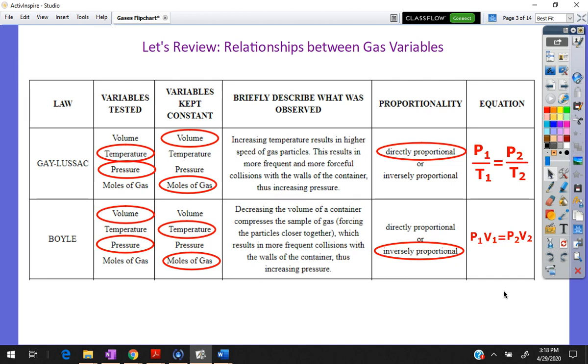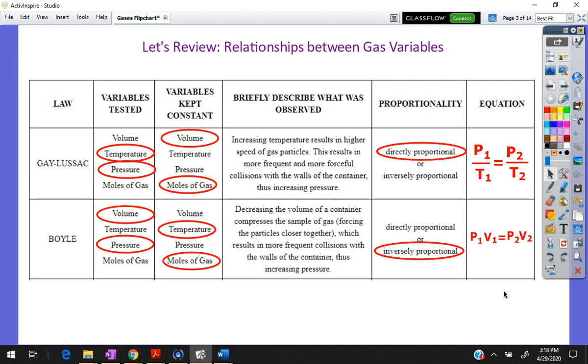We are not going to do any quantitative math problems with these particular equations, but if you're going to AP Chem in the future, you will need to know them and you will need to know how to use them. So I'm giving them to you now so that you have them. We also will need the equations to help us figure out a 5th relationship called the combined gas law, which we're going to look at in a little bit.